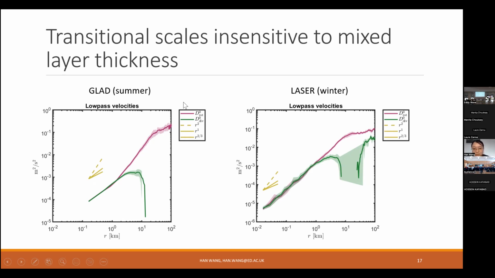because the mixed layer thickness is very different in GLAD and LASER. They can vary by a factor of about 5. And we can see that the transitional scale is not varying by a factor of 5. So that means that whatever sets the transitional scale, it's not related to mixed layer depths, which is pretty surprising to me. And if you know some theory that can explain this, please let us know.